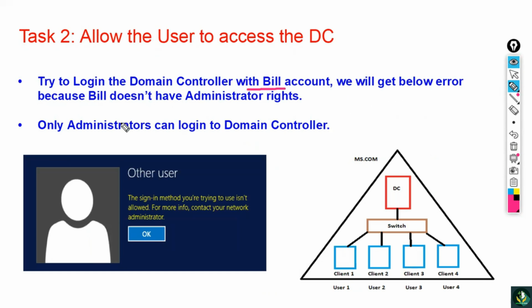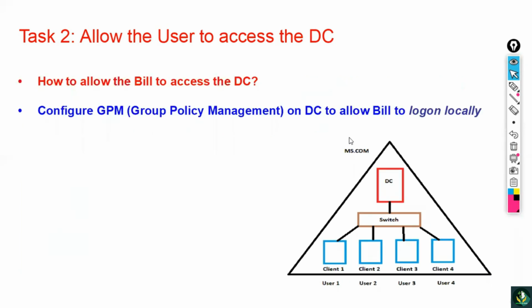We'll get the below error. You will get this error because Bill doesn't have the administrator rights to access the domain controller. And the error is: the sign-in method you are trying to use isn't allowed. For more information, contact your administrator. So we need to provide access to this domain controller to the user as well. Then only he can manage the finance OU. So only the administrator can log on to the domain controller.